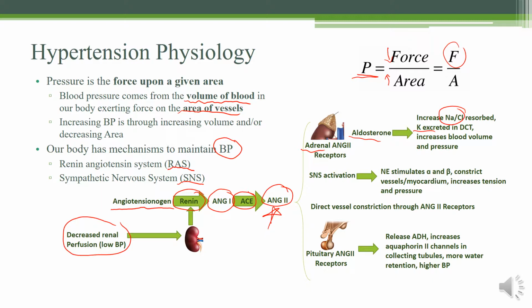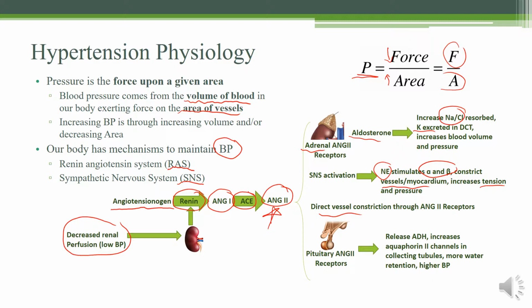The sympathetic nervous system can stimulate, using norepinephrine, the alpha and beta receptors, and this causes constriction of the vessels in the myocardium. So it pretty much makes your heart beat faster and makes your vessels become tighter. This increases the tension and the pressure by reducing the area. So we've got a reduction in the area over here. It also goes directly onto the blood vessels and it causes them to constrict.